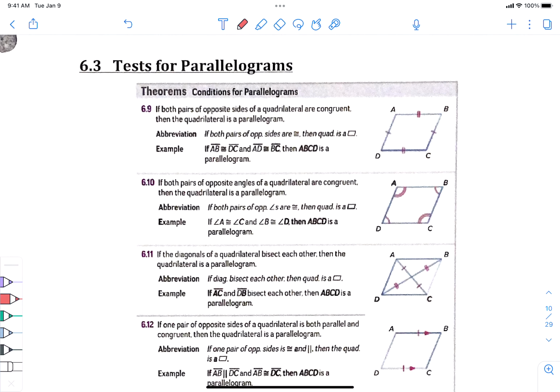6-3, test for parallelograms. We're still stuck on parallelograms. We haven't moved on to another shape yet. The next shapes that we have to do are rectangles and squares and that type of thing. But we're still on parallelograms because we got to study them further, all right?